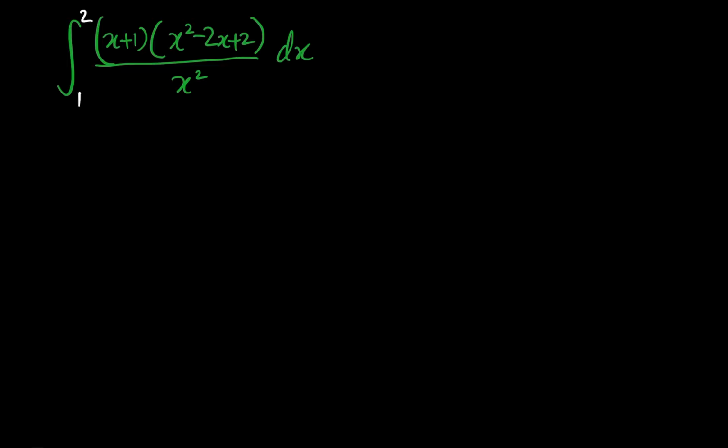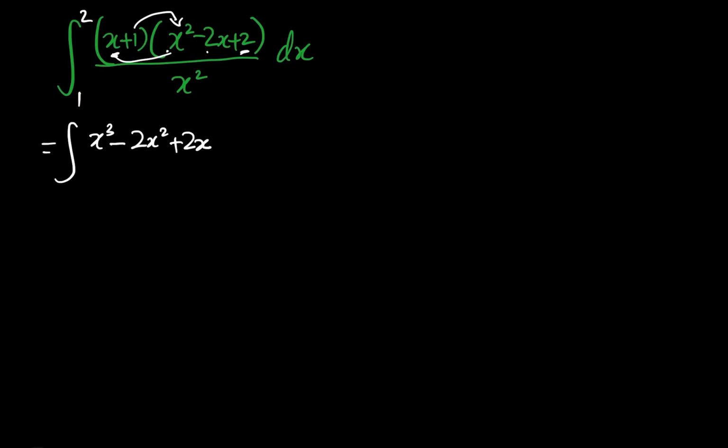So what do we do? We first have to simplify what is on the inside. We can first expand. We can let this multiply this. We're going to get x cubed. X is going to multiply this. We're going to get minus 2x squared. This x is going to multiply this. It is going to be plus 2x.